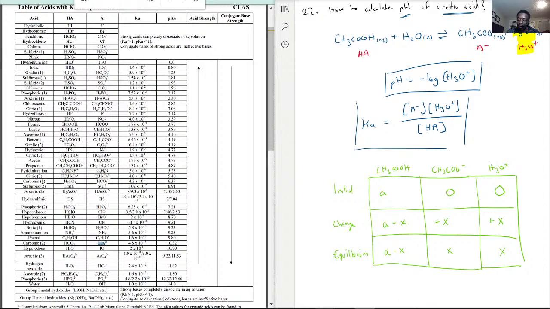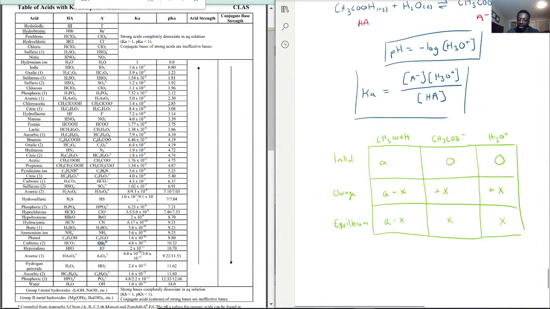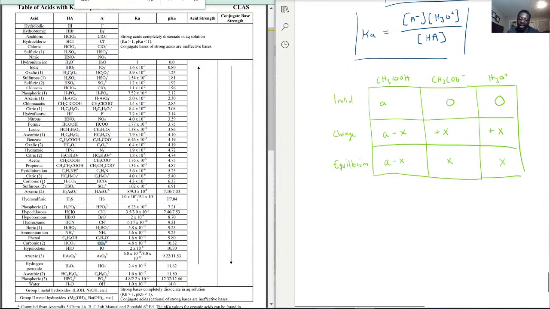Now these are the concentrations. And remember we have that Ka formula right there. So that means Ka, which we know is 1.76 times 10 to the negative 5, equals X squared, because there's two X's on top, the two products, over A minus X. And you just solve for X.